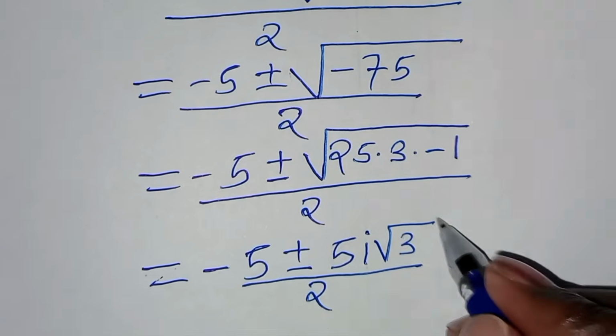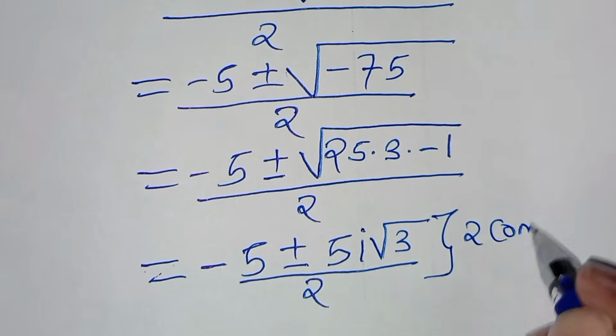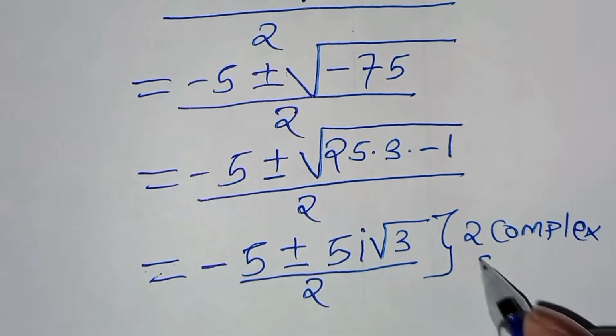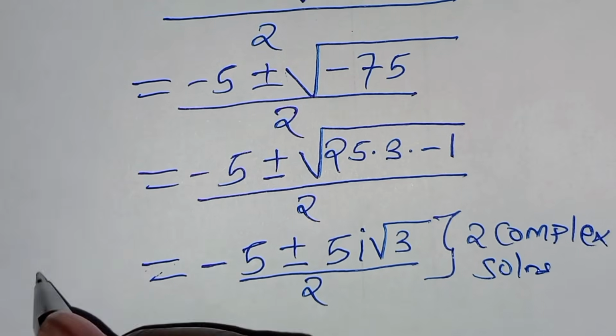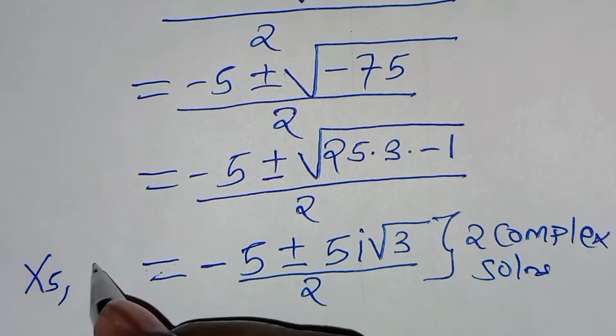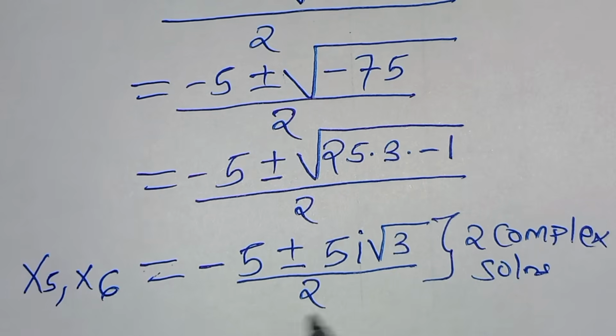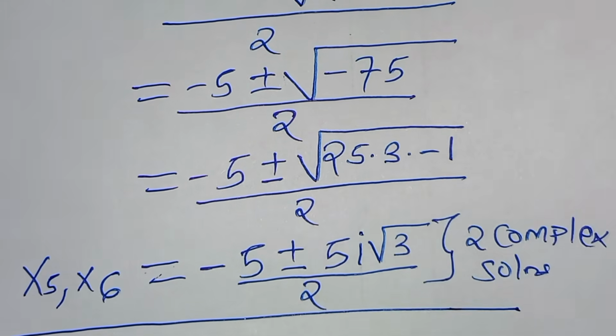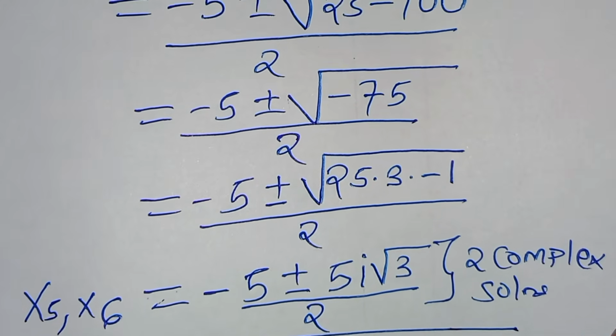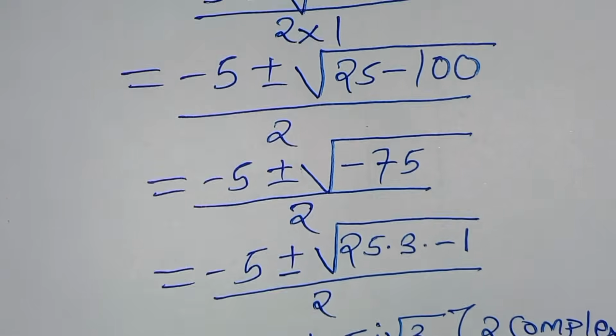So here we have two complex solutions, that is x5, x6. So in total, we have 6 solutions to this exponential problem.